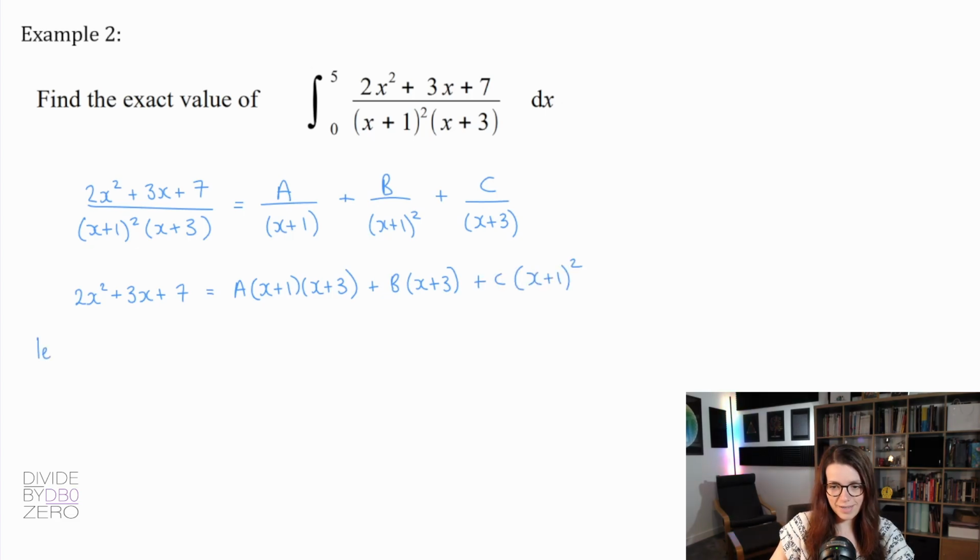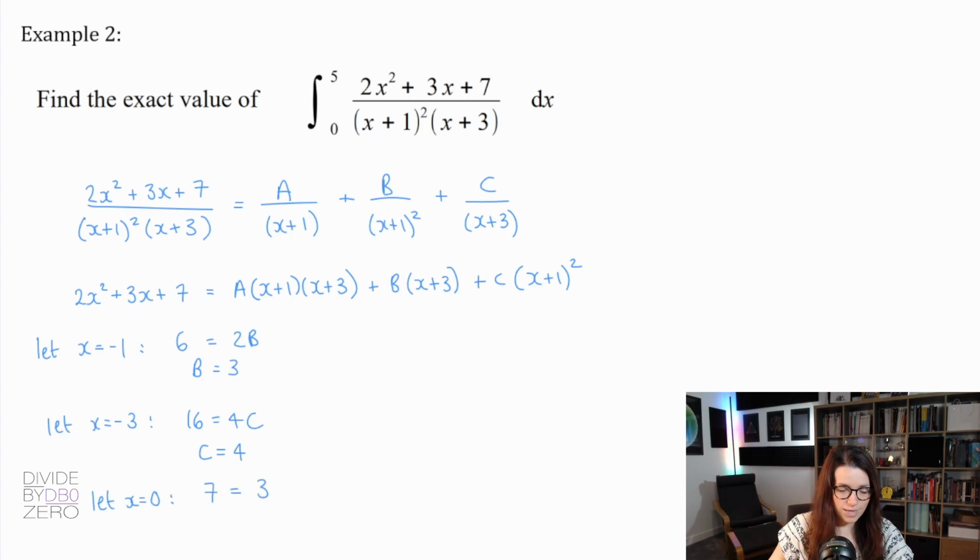Now, if we do substitution again, we can let x be -1, and that will give 6 equals 2B, so B is 3. If we let x be -3, that will give 16 equals 4C, so C is 4. And finally, we could let x be equal to 0, and that will give 7 equals 3A plus 3B plus C. If we sub in the B and C from earlier, that is 7 equals 3A plus 9 plus 4. If you solve that, you get A equals -2. Now on this step, you can let x be whatever you like, but I always choose x is 0 to make the maths a little bit simpler.